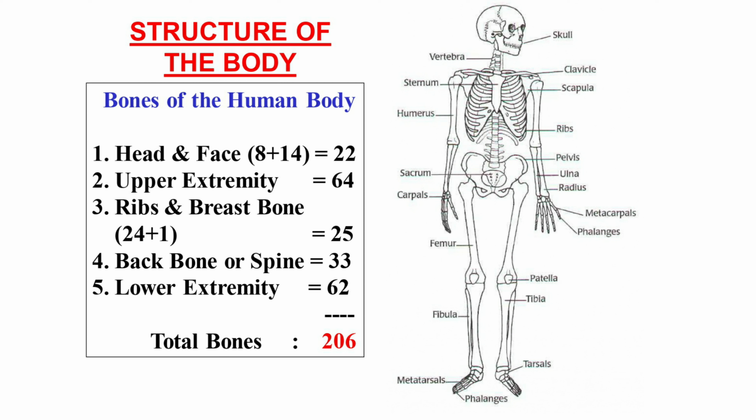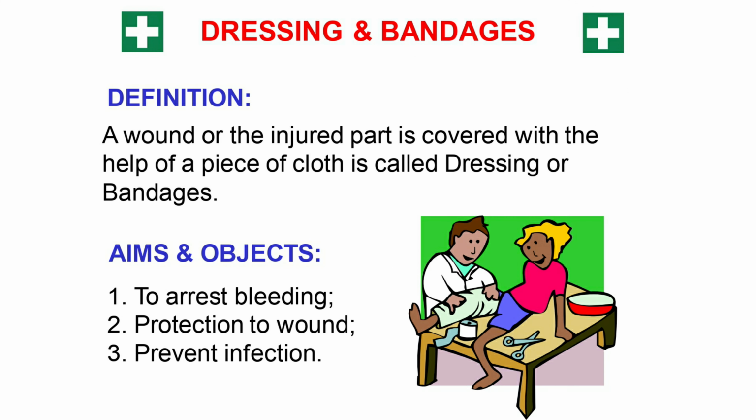Structure of the body, bones of the human body. 1. Head and face, 8 plus 14 equals 22. 2. Upper extremity equals 64. 3. Ribs and breastbone, 24 plus 1 equals 25. 4. Backbone or spine equals 33. 5. Lower extremity equals 62. Total bones, 206.